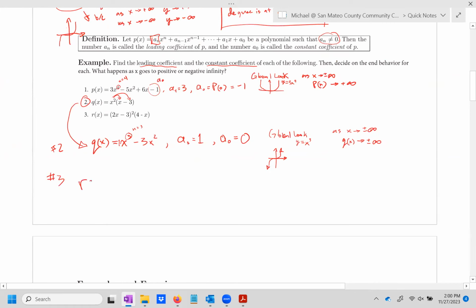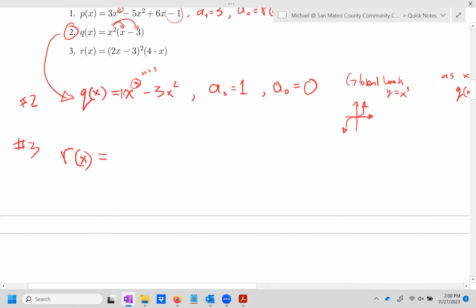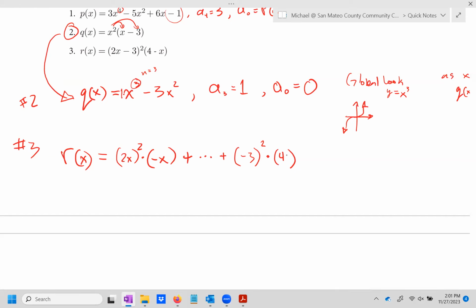What about r of x? Okay, r of x is a little trickier. If I multiply all this out, I know the lead term is going to be 2x squared times minus x. Plus a bunch of other stuff. Plus, and then I know the constant term is going to be negative 3 squared times 4. And I know some of you are wondering what I'm talking about. Well, do the algebra.